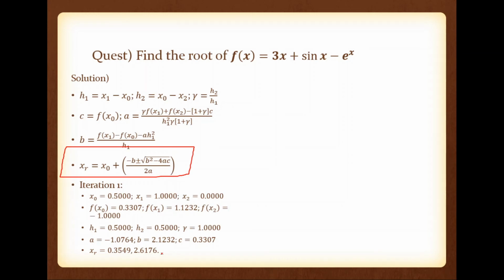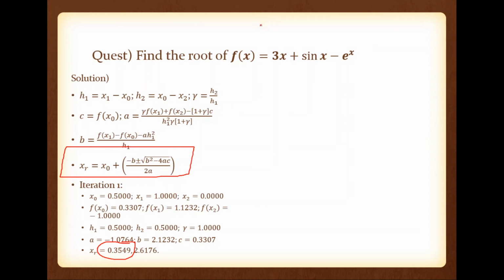But here you can compare or check which one is very close to x0. That you can select as the new x0. So here I am going to select this value for the next iteration. So xr equal to 0.3549. Is it okay? So now we are going to start the next iteration.